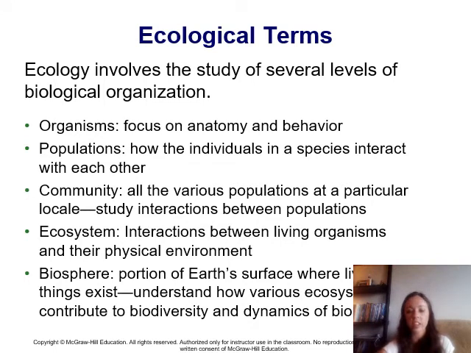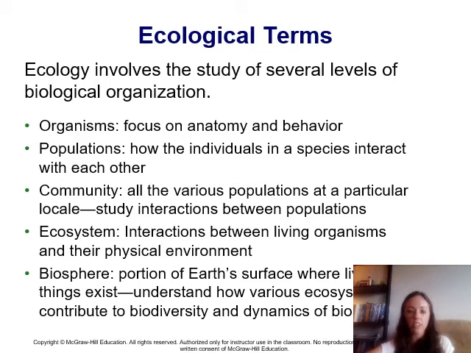Ecology involves the study of several levels of biological organization. We're going to start off very simply with the organism, and the organism focuses on the anatomy and behavior of that animal. Populations are going to be made up of a lot of the same organisms, and populations are the individuals in a species that will interact with each other.